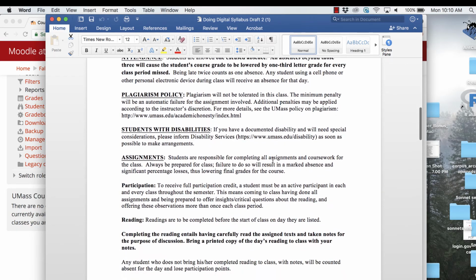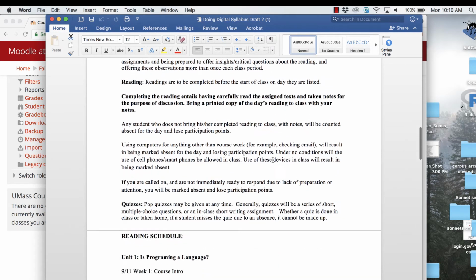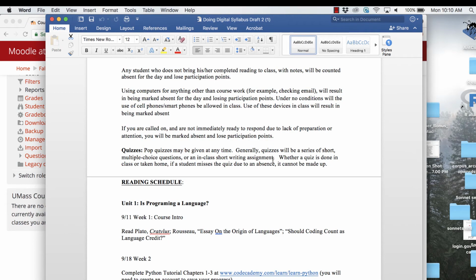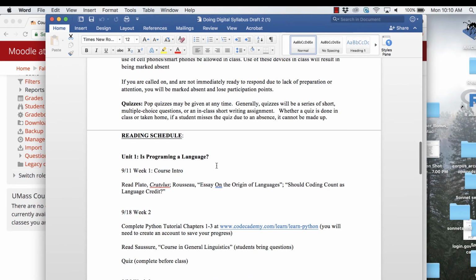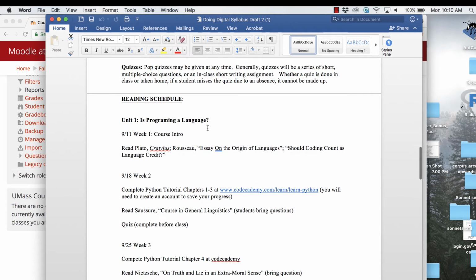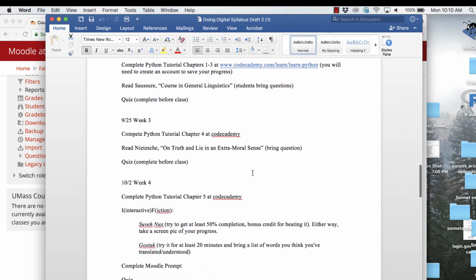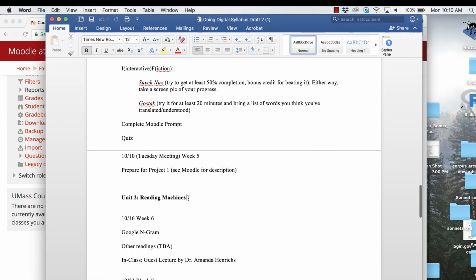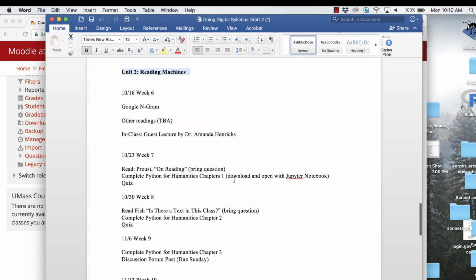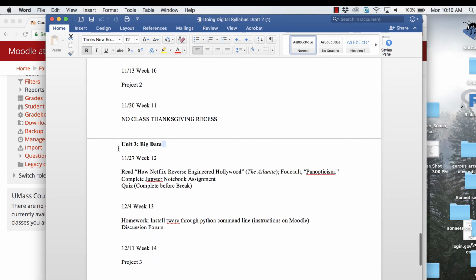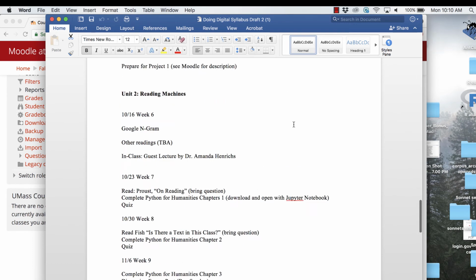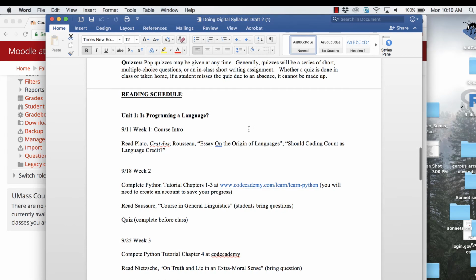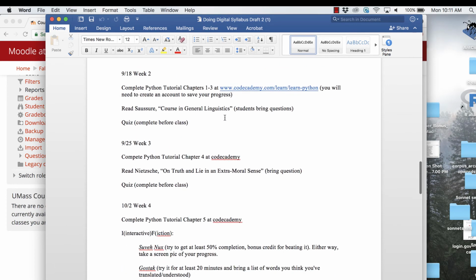So there are standard policies here. These will be up to you and your institution. But roughly, this course was divided into 3 units. One is programming a language, reading machines, and big data. And what this translates to roughly is what counts as language in Unit 1.